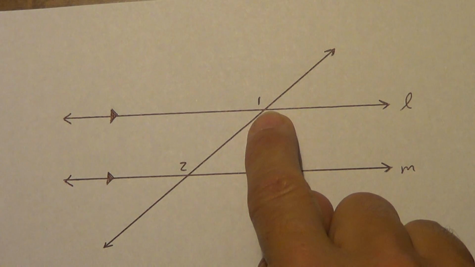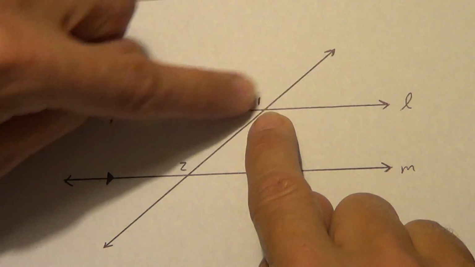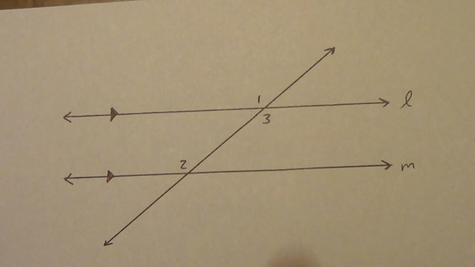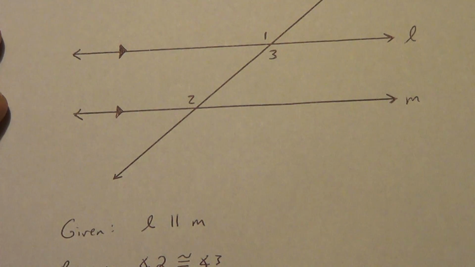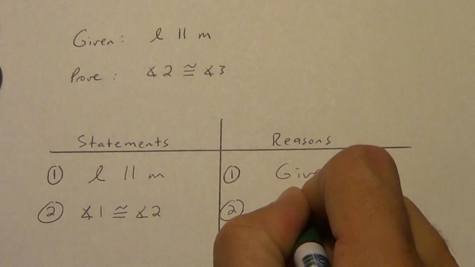Well, it's the thing we just talked about, right? The corresponding angles. If two parallel lines are cut by a transversal, then the corresponding angles have to be what? Well, they have to be congruent. So angle 1 is congruent to angle 2. And the reason? Corresponding angles postulate.